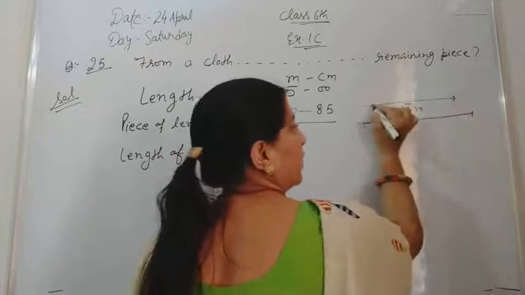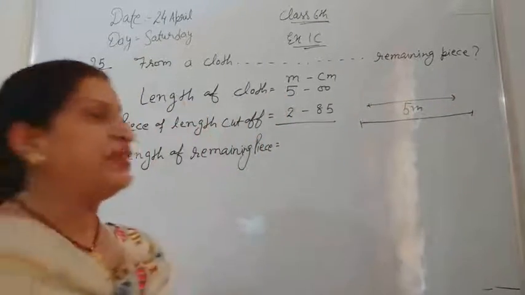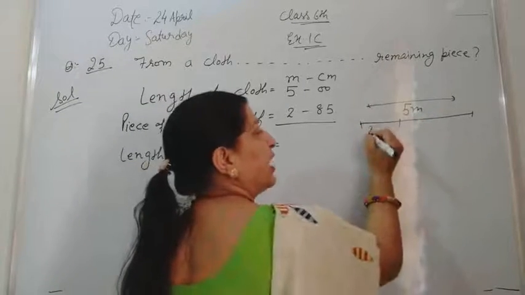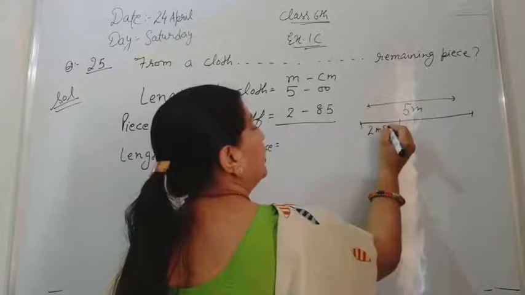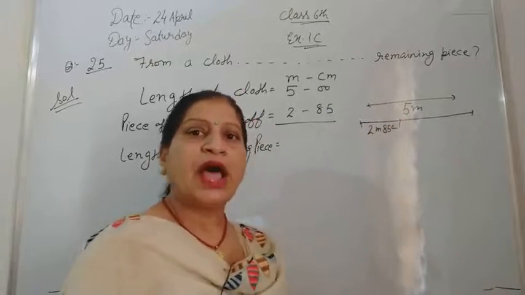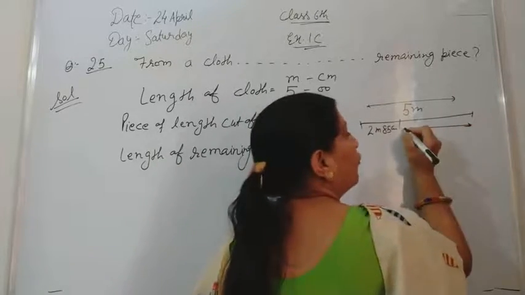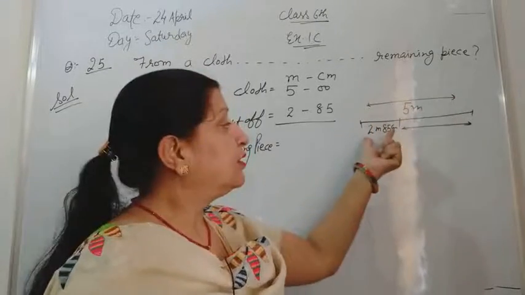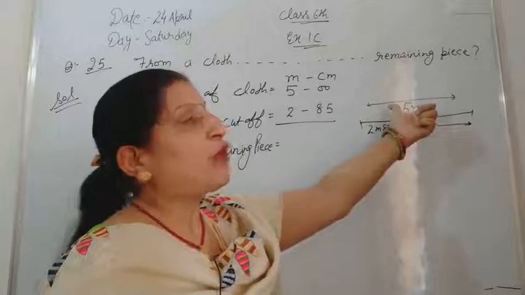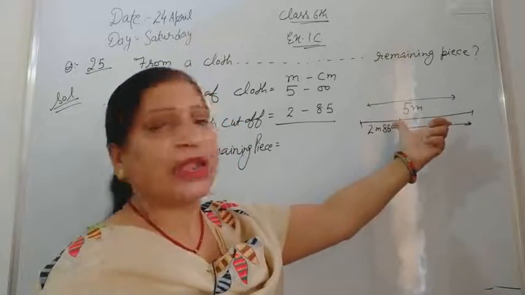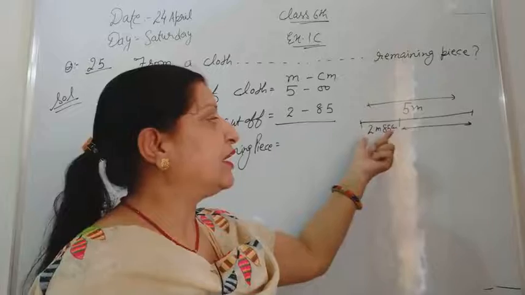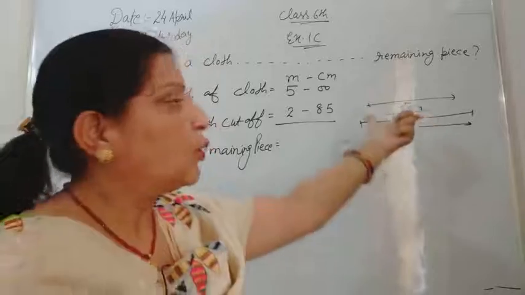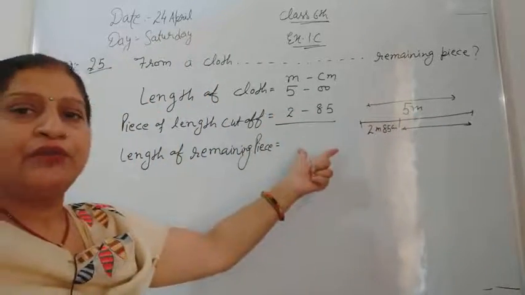Clear this one? After that we have to cut a piece. We have cut this piece from here to here, and its length is 2 meter 85 centimeter. Now we have to find the length of this part. Then what do we do? We subtract this part of the length from the whole part. From the whole 5 meter, we cut this part, so we subtract this part from the total one. So in the question we do the same process.